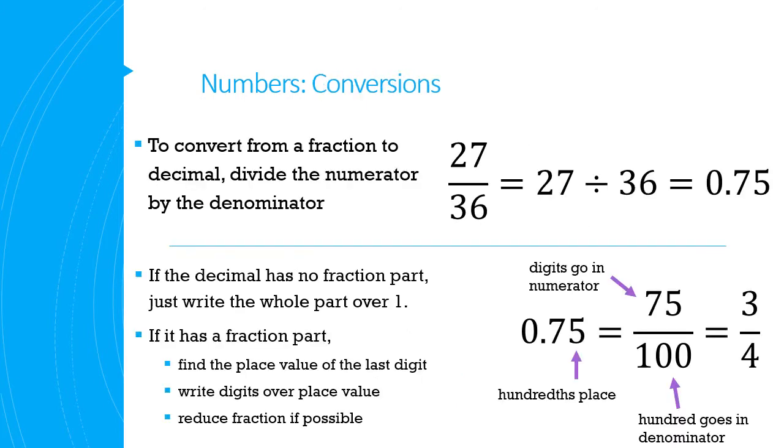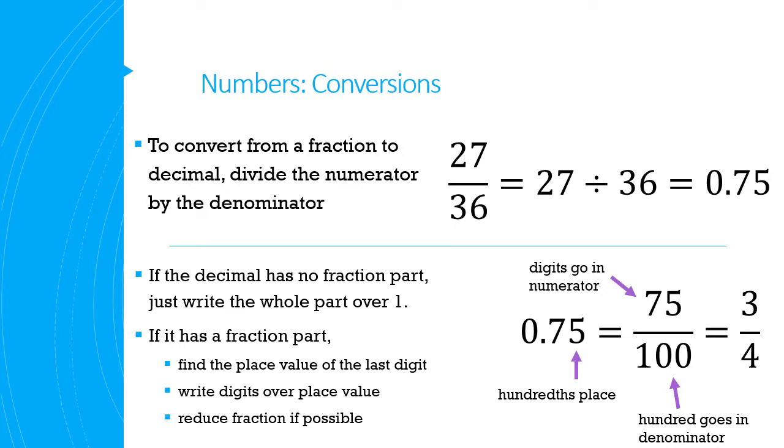There may be several questions that require you to convert between various kinds of numbers. So to convert from a fraction to a decimal, you'll divide the numerator by the denominator of the fraction using either your head or a calculator, and that will convert it to a decimal. Converting back is only a little bit trickier.